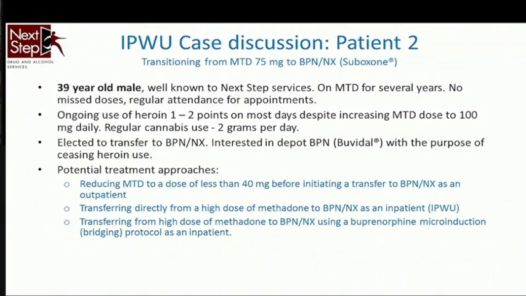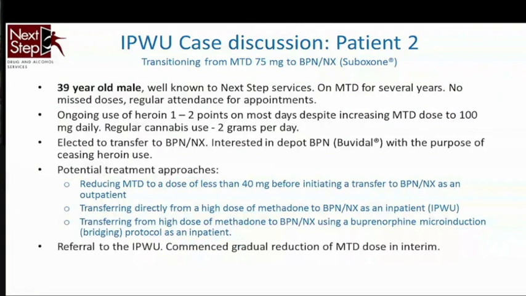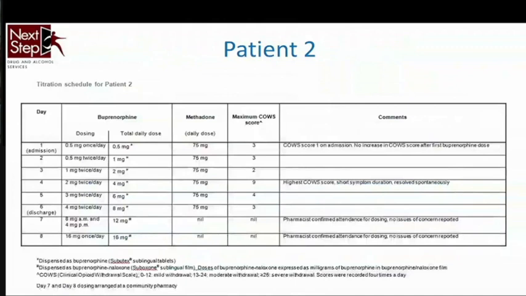So we spoke about the Buvidal because that was newly available at the time. Spoke to him about this method. He was very concerned about being able to come down on his methadone dose and transfer over. So we decided to admit him into the inpatient unit to do that. Obviously, we went through different options with him as well. He did try and reduce his methadone by a little bit, so he went down from 100 to 75 before he came in, and this is what his regimen looked like.